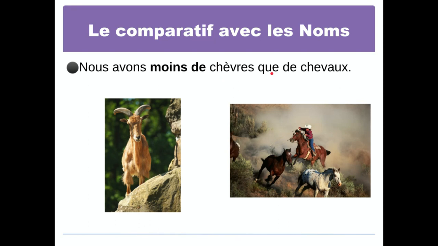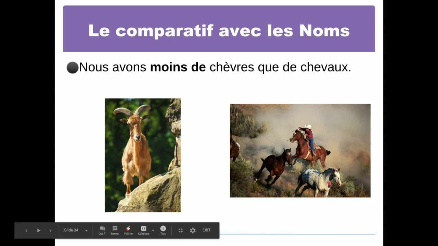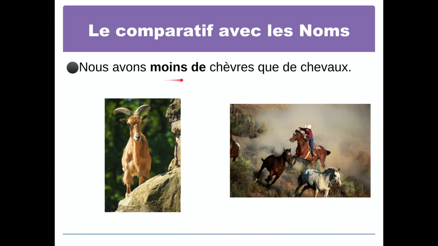Nous avons moins de chèvres que de chevaux. So, ça, c'est une chèvre, et ça, c'est des chevaux. So, moins de means less than. So, we have less goats than horses.